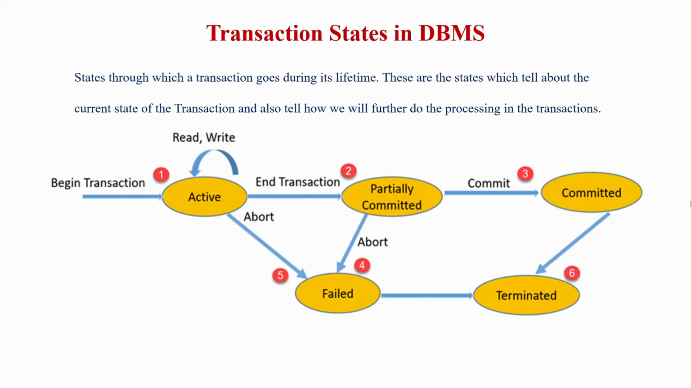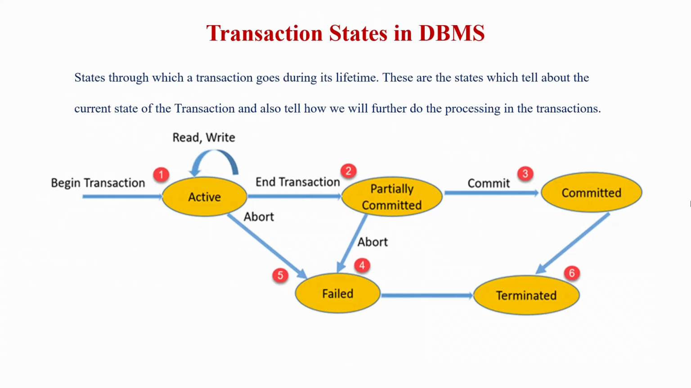Transaction states in DBMS. These are the states through which a transaction goes during its lifetime, from the beginning of the transaction to the end of the transaction. These states tell you about the current state of the transaction and also tell how we will further do the processing in the transaction. The transaction states are active, partially committed, committed, failed, and terminated.